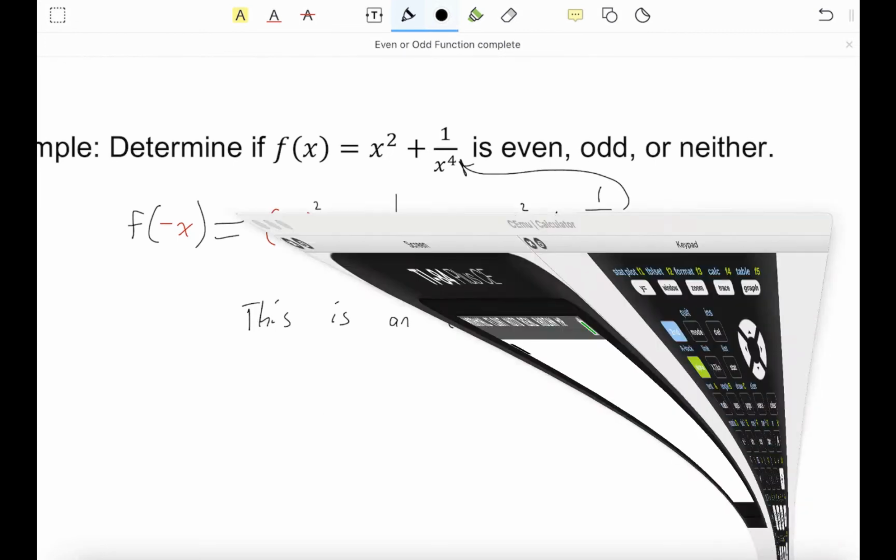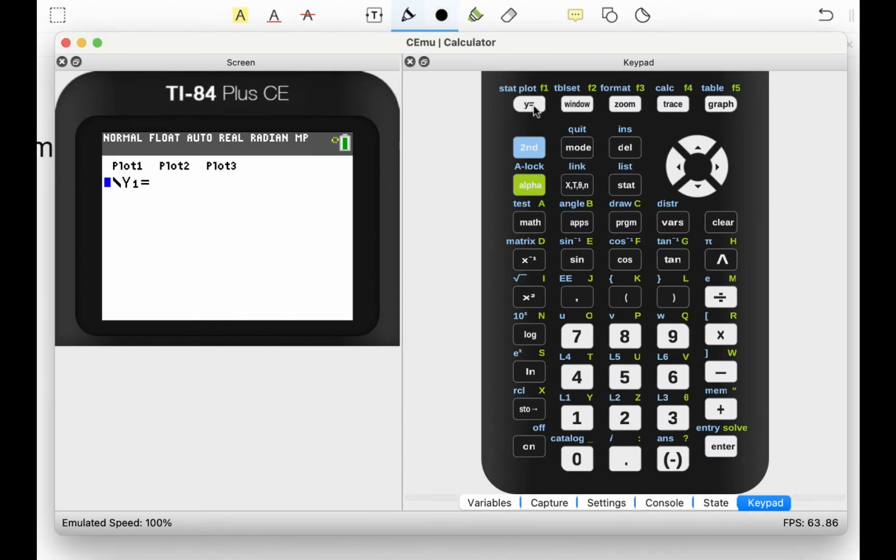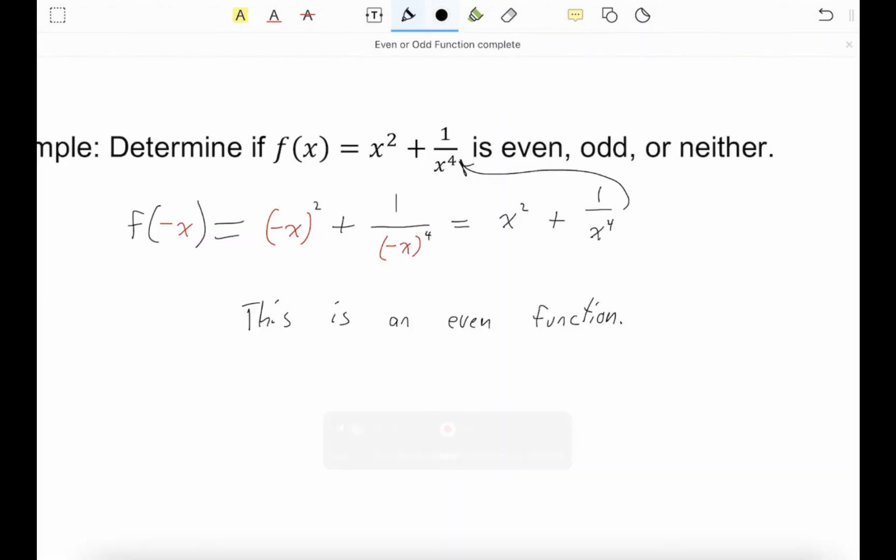Another way to do this, go to our calculators, press y equals, plug in x squared plus 1 divided by x to the fourth. I'll graph that. And it looks like you could fold it over the y-axis, and that would mean it's symmetric across the y-axis, which means it's even. So just another verification that this function is even.